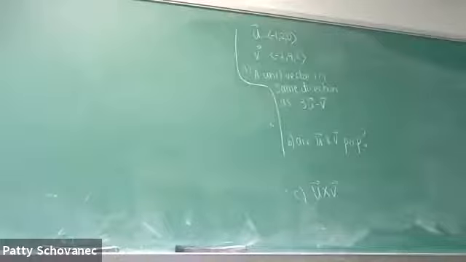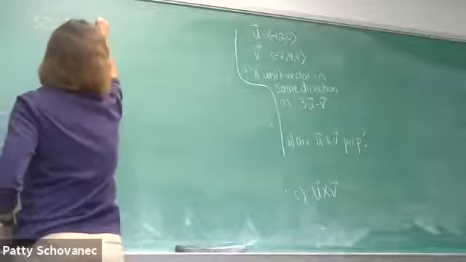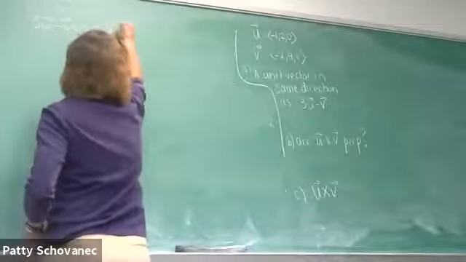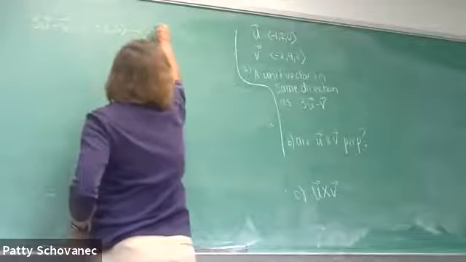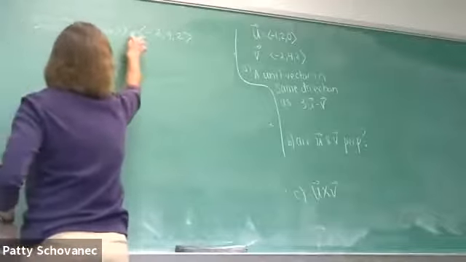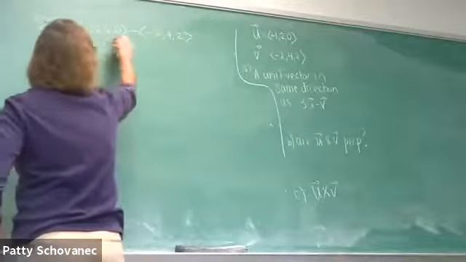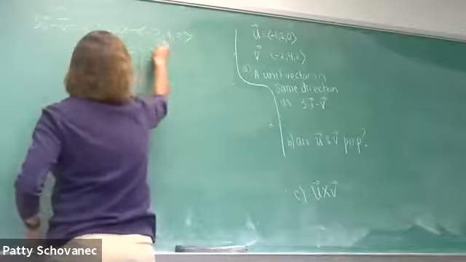A vector in the same direction as another vector is just a scalar multiple. A unit vector in the same direction takes that vector and divides it by its magnitude. So we first find 3u minus v. 3u is negative 3, 6, 0. Then I subtract v. Negative 3 minus a negative 2 gives me negative 1. 6 minus 4 gives me 2. 0 minus 2 gives me negative 2.